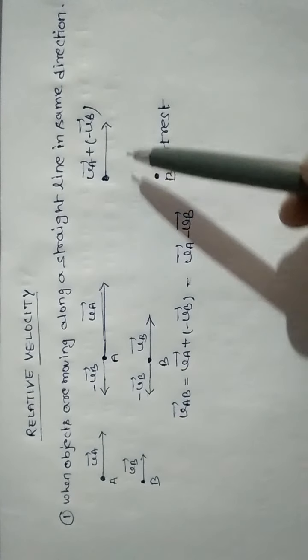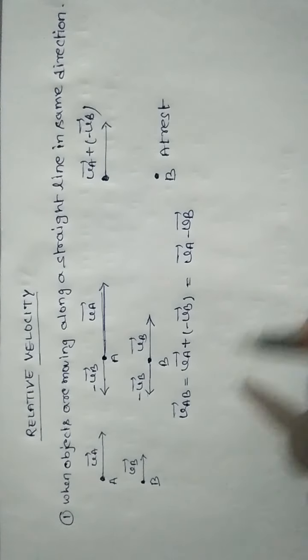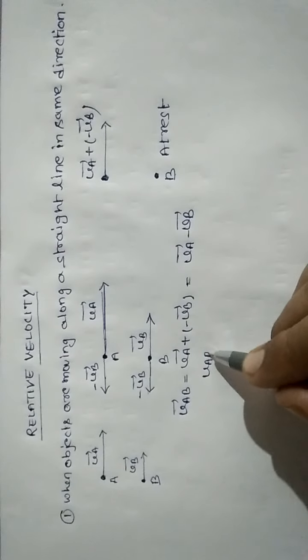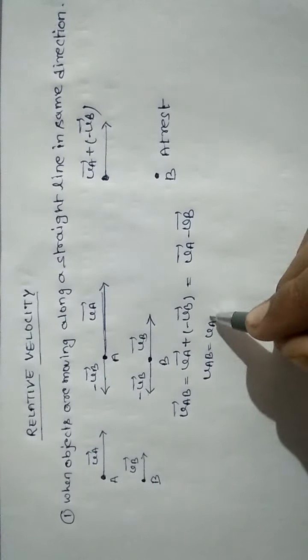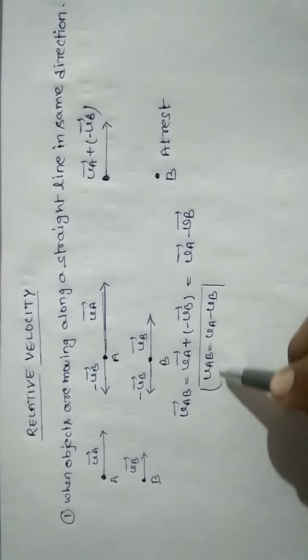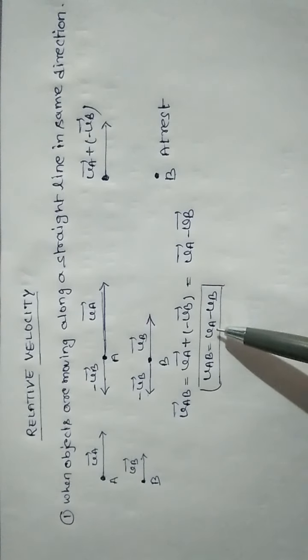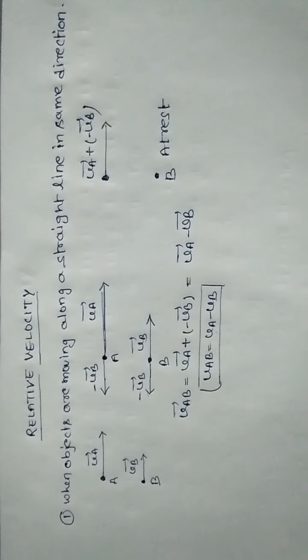Because VA and VB are all along the same direction, we can write VAB is equal to VA minus VB. This means the magnitude of relative velocity of object A with respect to object B is equal to the magnitude of velocity of A minus the magnitude of velocity of object B.